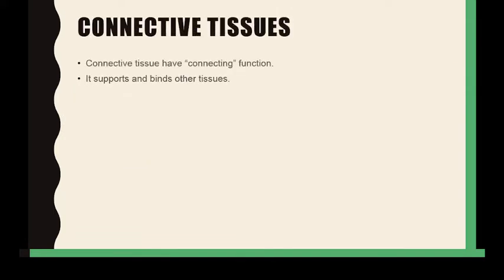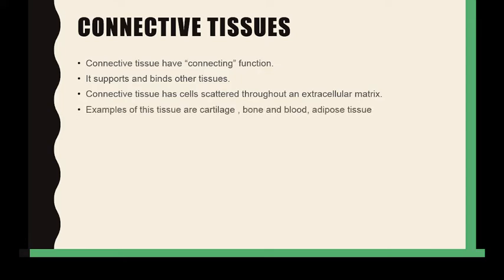What are connective tissues? As their name indicates, these actually connect different types of tissues, or they bind other tissues, and they are also responsible for providing support. And the cells of these connective tissues are surrounded by extracellular matrix. They are present within extracellular matrix. Examples are cartilage, bone, blood, and adipose tissues.